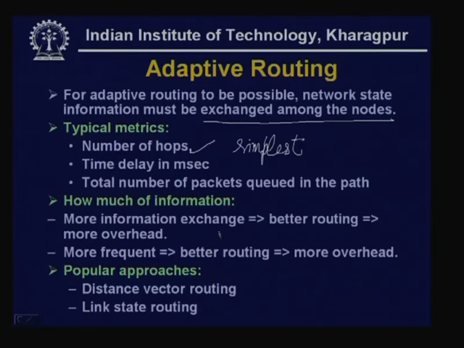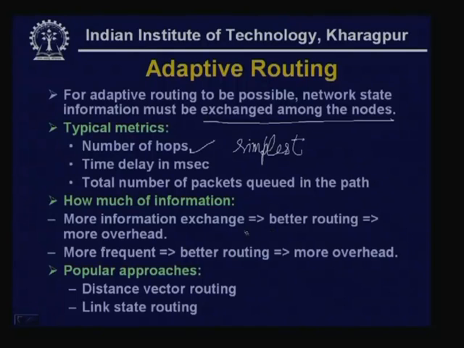Now, here we find there is a trade-off. The more information exchange you do, that means if the information is more global and you gather more information, there is a possibility that the routing strategy will be better.